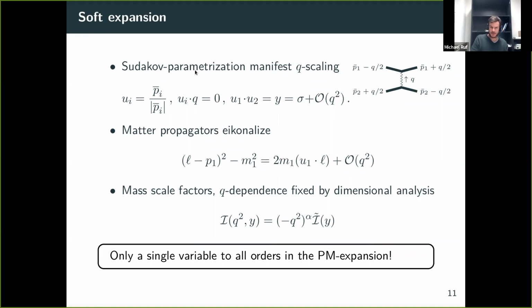So how do we actually compute the integrals? There's a very nice parameterization for this problem, which manifests the q scaling of the integrals. If we use this parameterization and do the soft expansion at the integrand level, we can see that all the matter propagators basically get turned into linear propagators. In that way, we can factor out the mass scales from the problem, which is already nice. And there's only a single scale which has mass dependence, so we can fix this by dimensional analysis. And finally, we only get an integral which depends on a single variable. And this is a statement that is true to all orders in the post-Minkowskian expansion.